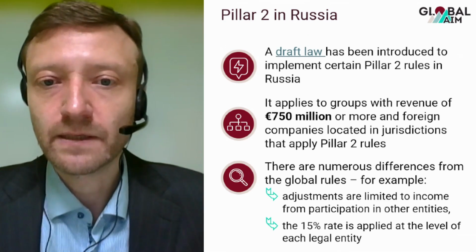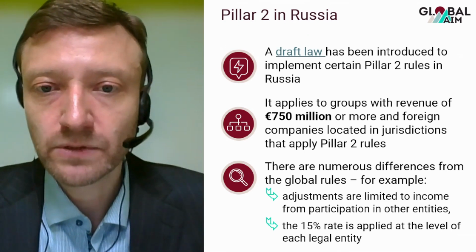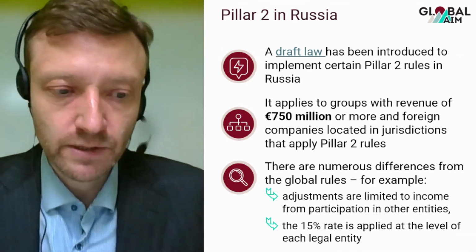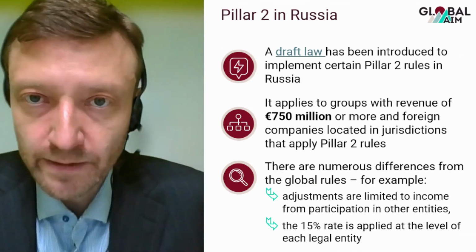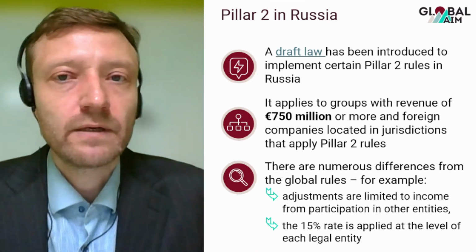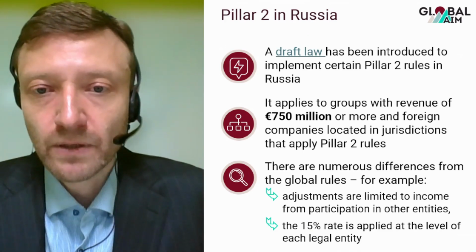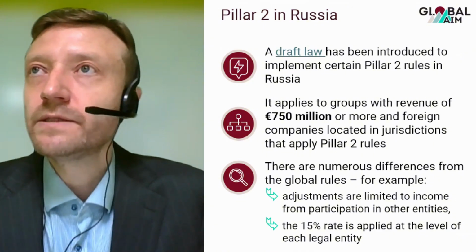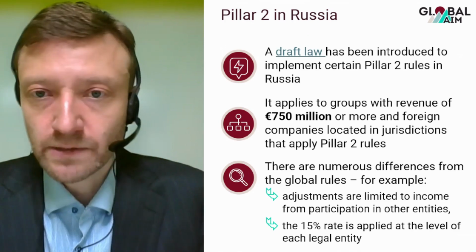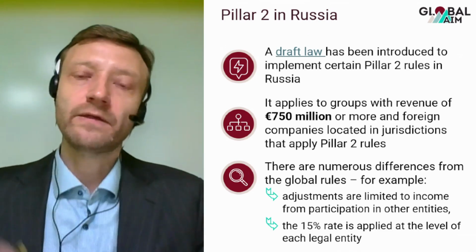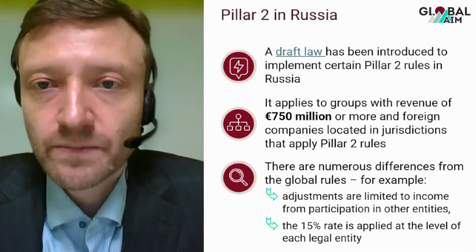And second, or third already, I suppose, the 15% rate is applied at the level of each separate legal entity, which is again unusual, but Russia, at least in the current draft law, decided to impose additional tax at the level of each specific legal entity. Not least, I think, because it's easier and simpler to tax specific companies rather than to describe principles for how the tax base should be aggregated.